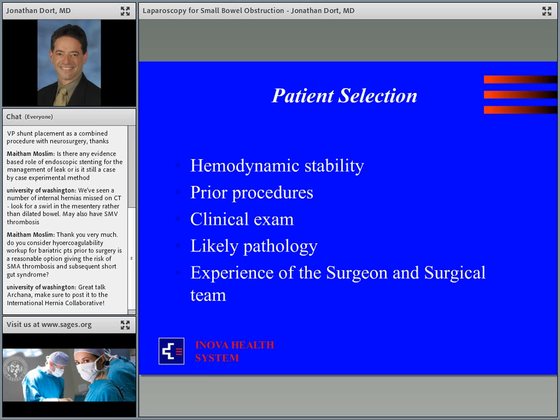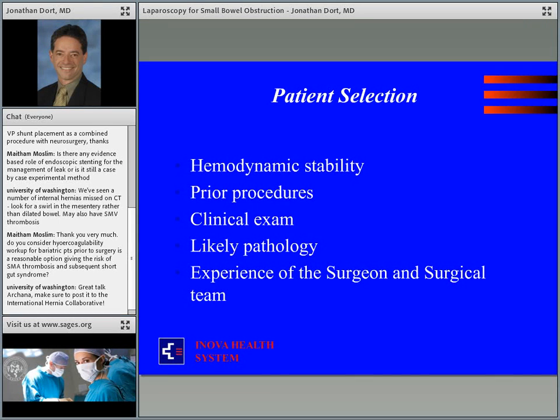The likely pathology. Patients who have not had prior surgery, who may have likely malignancies, while the laparoscopic approach can help you make that diagnosis, depending on your skill level, that may not be something you're going to be able to feel comfortable handling with a laparoscopic approach. That has to be a personalized decision. Pathologies that are linked to the retroperitoneum may be less likely to be handled successfully laparoscopically.